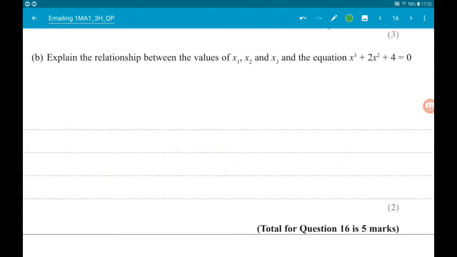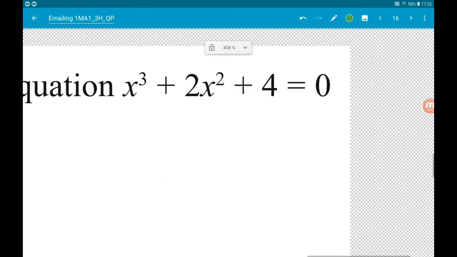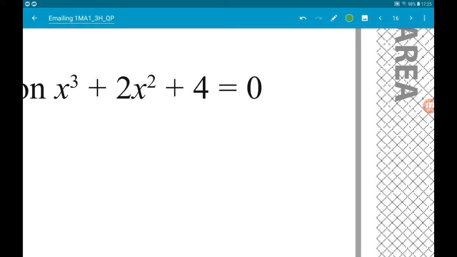Okay, then part B wants us to explain the relationship between x1, x2 and x3 and the equation x cubed add 2x squared add 4 is equal to 0. So, iteration is a way of solving hard equations that you can't factorize or do some other magic to. So, we can actually rearrange this into the iteration formula.